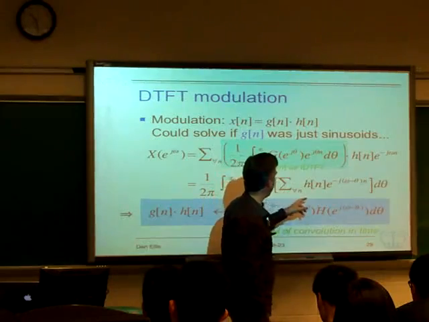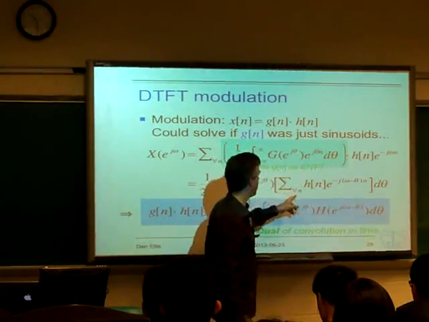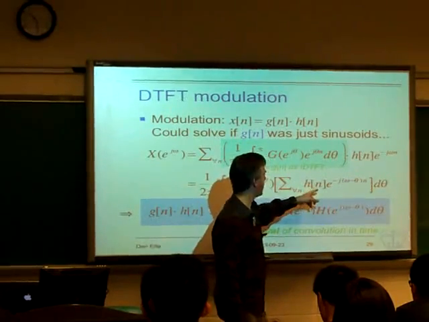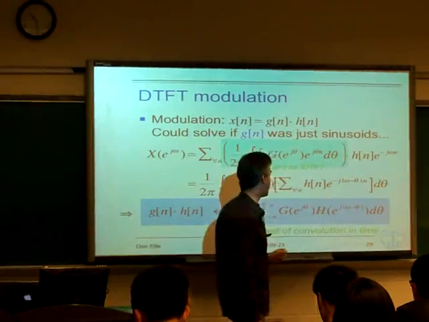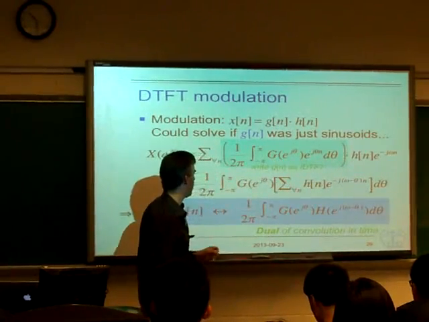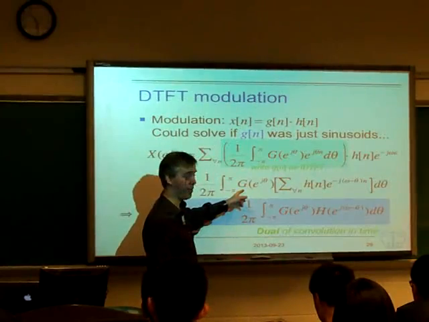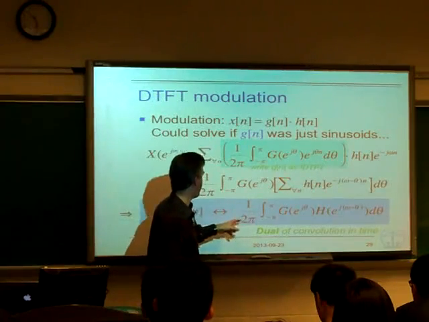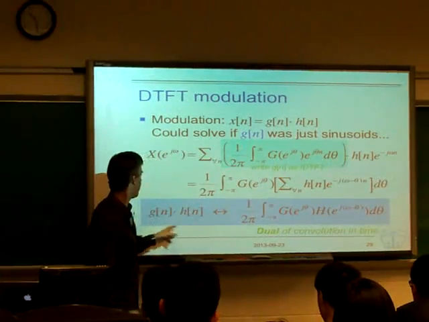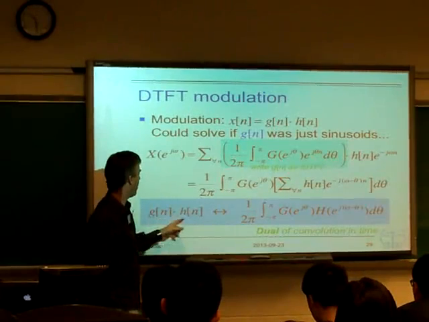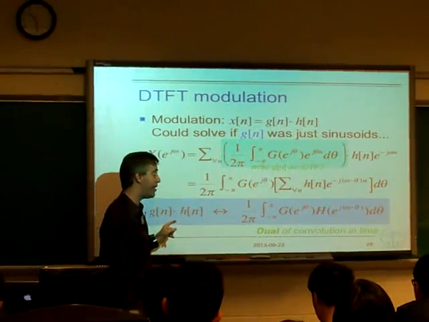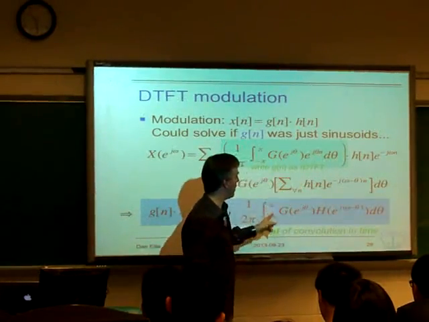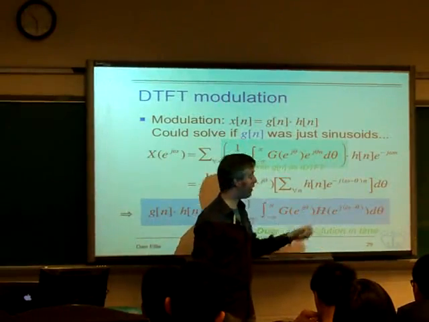What we end up with is this, which looks like the DTFT of h, but it's the DTFT of h as a function of omega minus theta. And then we've got the DTFT of g out here. We put that in to begin with. And so we end up with this thing, which is the Fourier transform pair. The DTFT of g of n times h of n in the time domain is this, which is actually a convolution in the frequency domain.